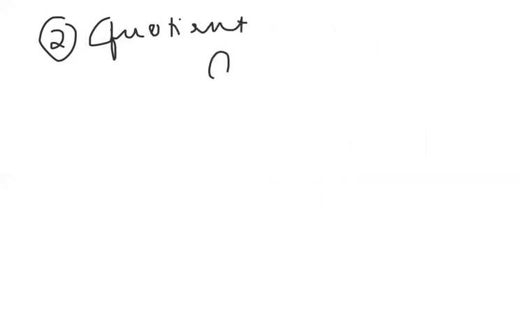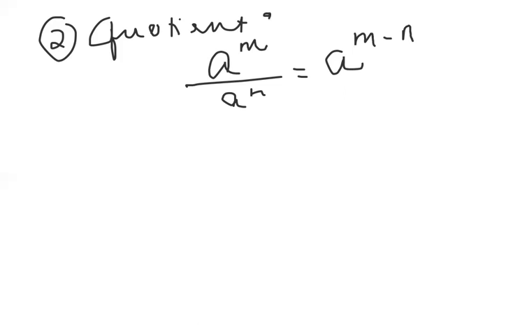Next, guys, the quotient rule. Now for the quotient, by the way, quotient means division. It says if you're dividing with the same base, you keep the base, in this case A, and you subtract the exponents or the powers, okay? So, in other words, division becomes subtraction. Keep this in the back of your head somewhere, guys.